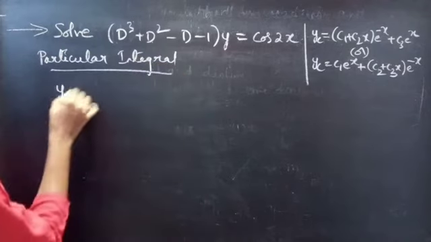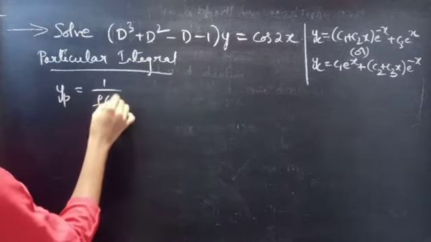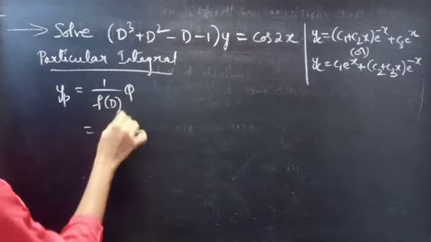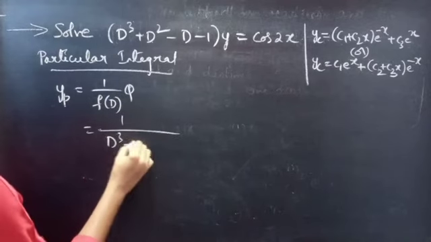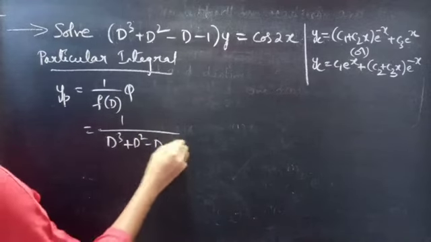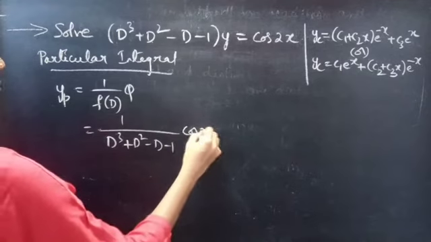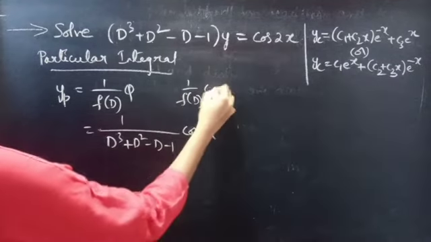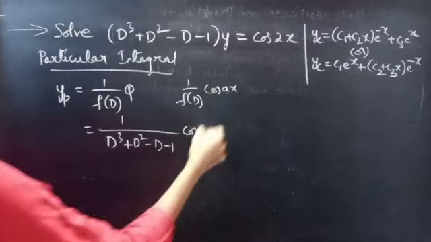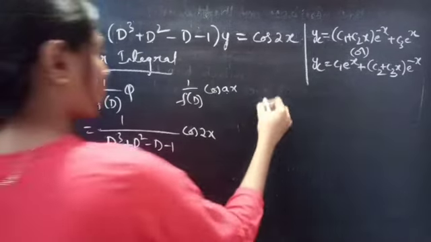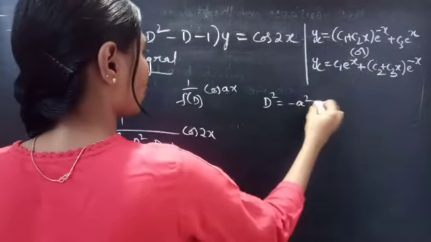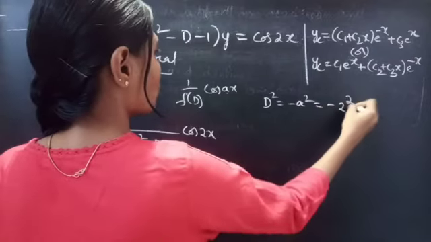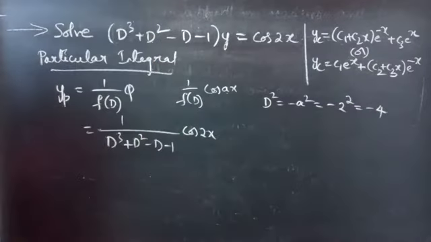We know that the particular integral is given by 1 by f of d into q. We have 1 by f of d, that is d cube plus d square minus d minus 1, into q, cos 2x, right? Which is in 1 by f of d into cos ax form. For a equals to 2, let's find d square, which is given by minus a square. Then for a equals to 2, you'll get minus 2 square, which is equals to minus 4, right?